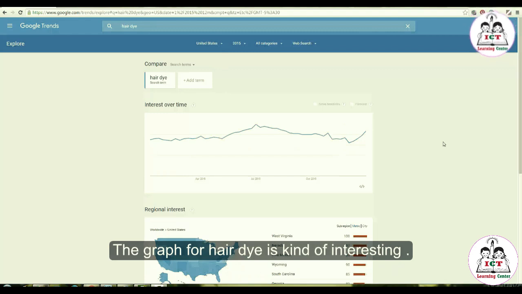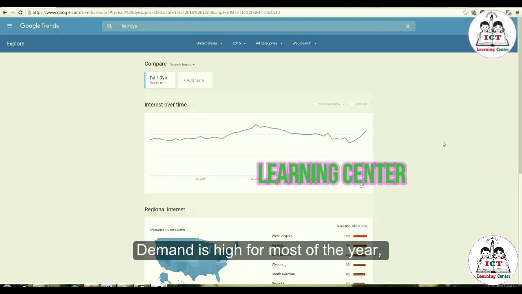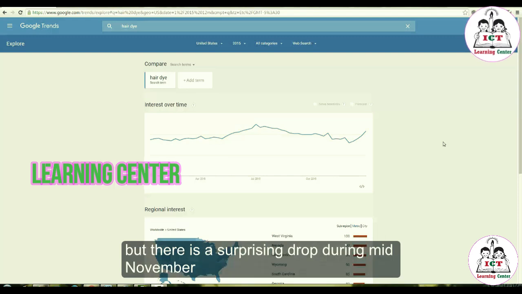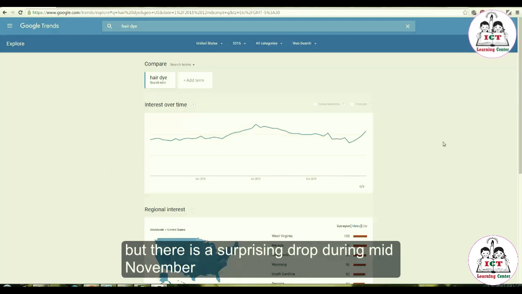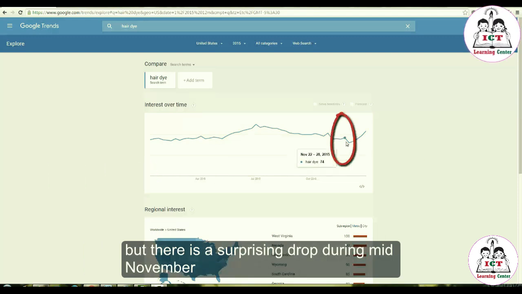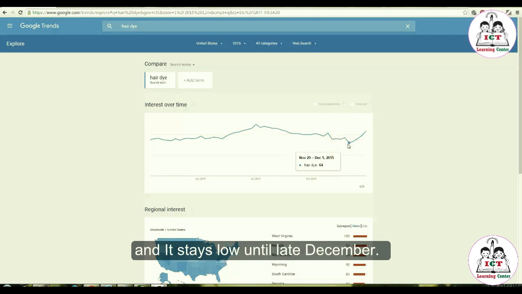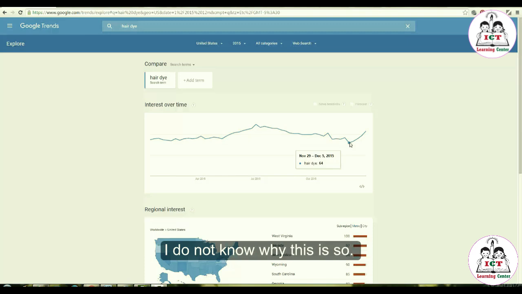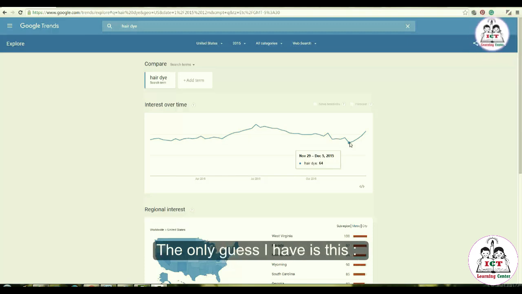The graph for hair dye is kind of interesting. Demand is high for most of the year, but there is a surprising drop in mid-November and it stays low until late December. I do not know why this is so. The only guess I have is this.